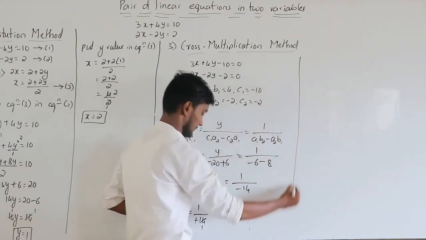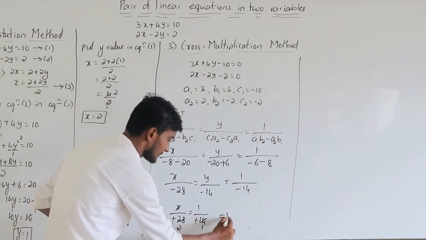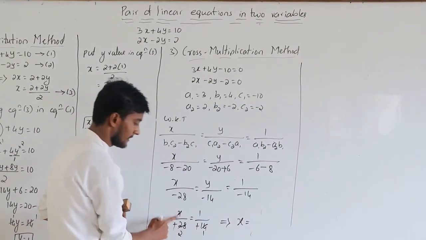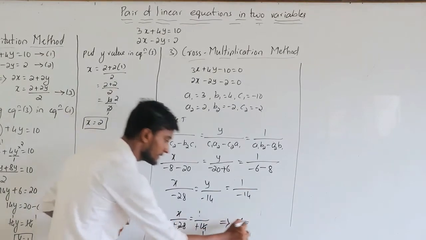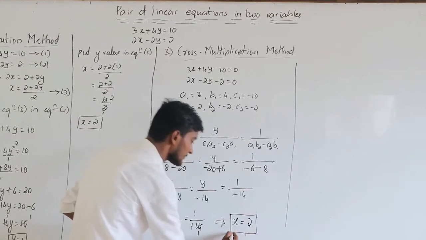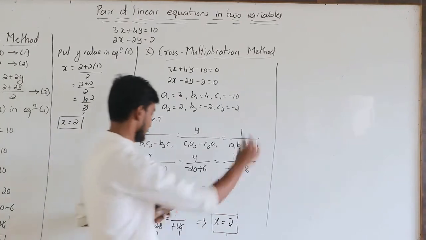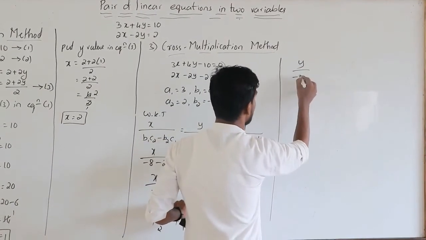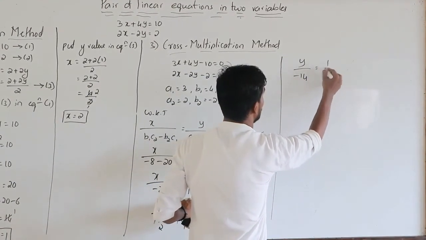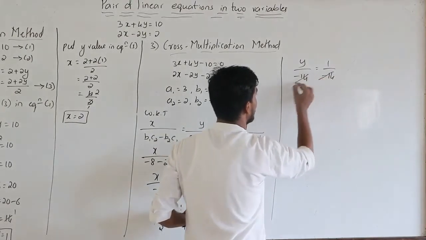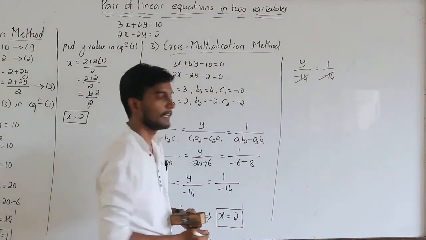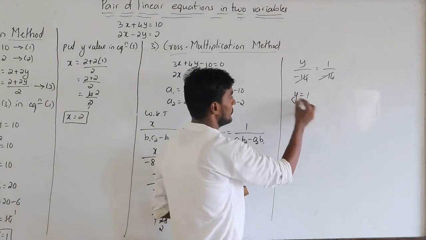Therefore, x is equal to, cross multiply, x into 1 is x, 2 into 1 is 2. x value is 2. And compare second and third: y divided by minus 14 is equal to 1 divided by minus 14. On both sides minus 14 will get cancelled. y is equal to 1.